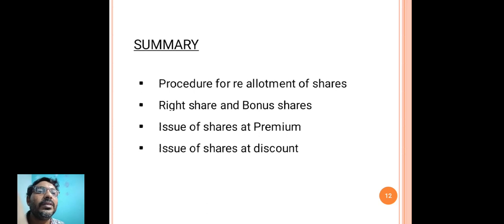This is called reallotment of shares. There is a procedure for reallotment of shares. And rights shares and bonus shares: rights shares are allotted to the existing shareholders at a discount, and bonus shares are allotted to the existing shareholders free of cost, without money.